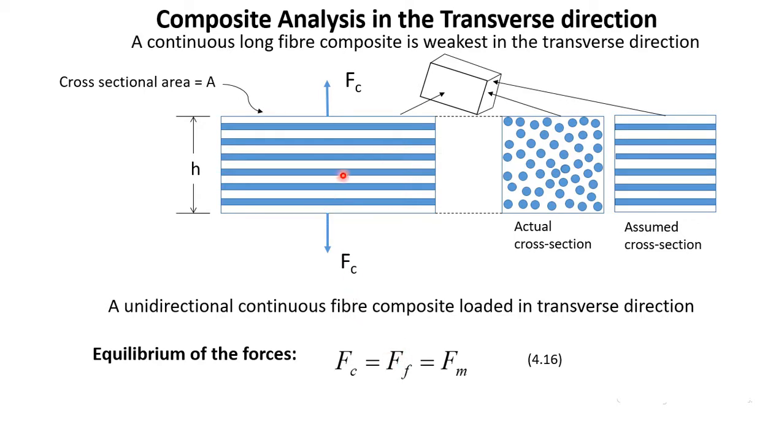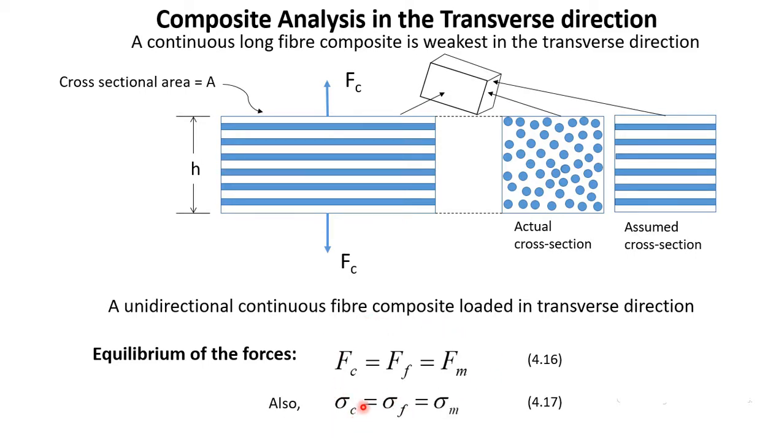The fiber will take Ff, which will be the same as Fc, and the matrix will also take the load Fm, which will be the same as Fc. It's almost like a chain where each link, if we pull the chain, has to take the same force, because each link is supporting that load. They are not sharing it. Similarly here, they are linked to each other. So this is our equilibrium of forces, the force balance.